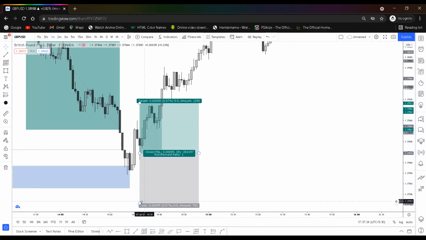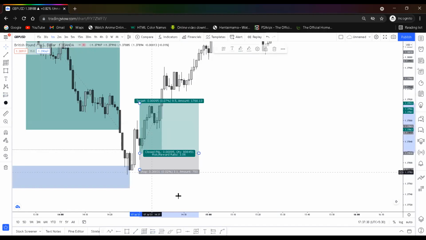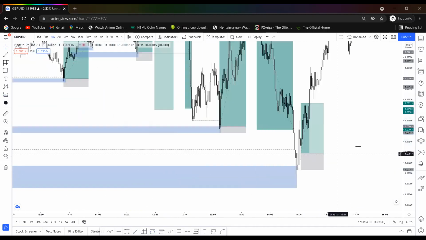You see that? Easy. No break of structure. I do not wait for a break of structure. You see that? So you just take it directly.